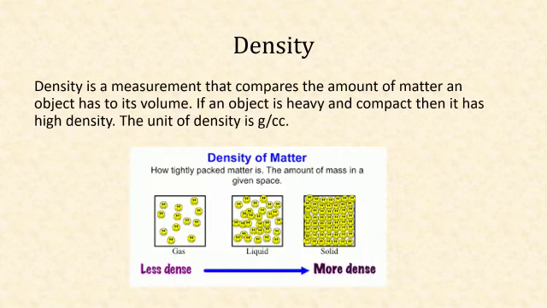Density. Density is a measurement that compares the amount of matter an object has to its volume. Density is nothing but the space occupied by an object which has a specific mass or weight. If an object is heavy and compact, then it has high density. If you see on screen, you will see that the solid is more densely packed, meaning the particles present in a solid are more tightly packed as compared to liquid and gas. This tells us that solid particles or a solid object is more dense or has more density than liquid and gas.